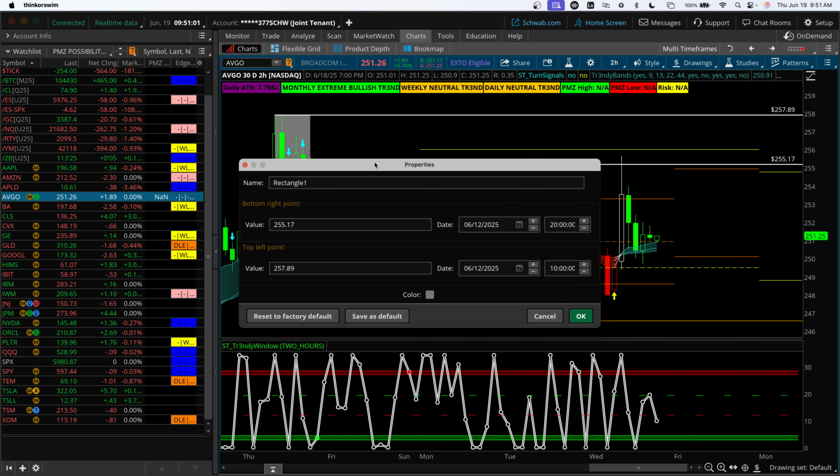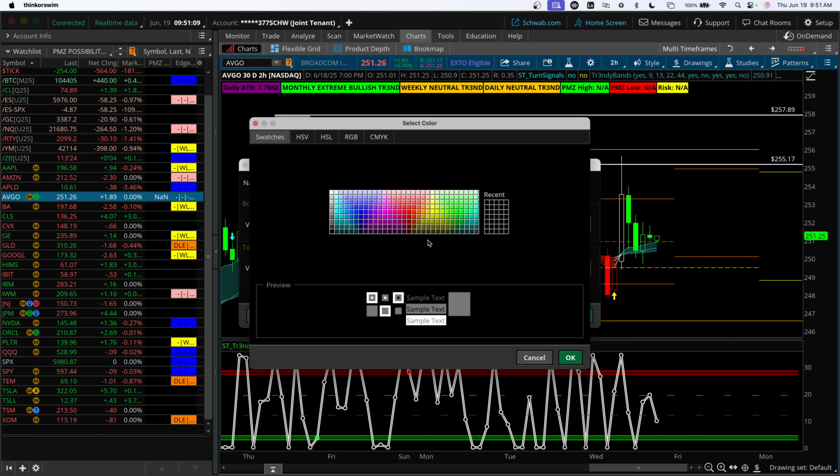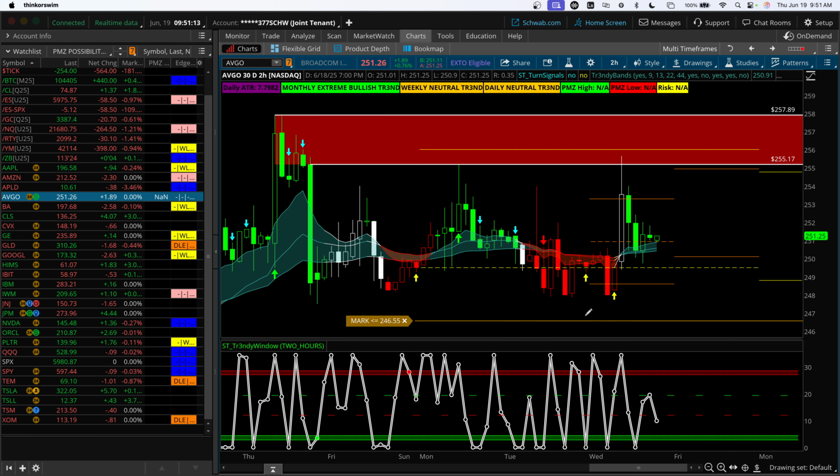I like to color this box red. It just is good for my brain to see an upside target as red and a downside target as green. So I use a red box on my screen for the upside target.